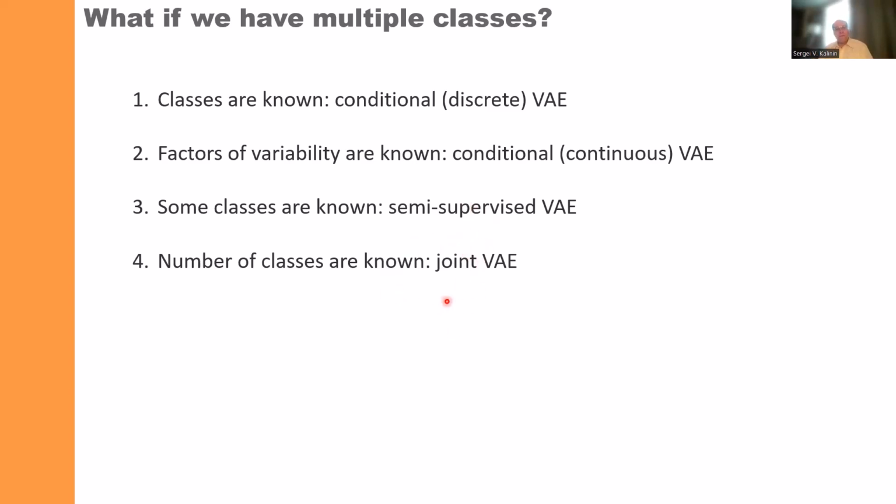And then the fourth scenario is the case when the number of classes is known, but not the classes themselves. In this case, we have the approach called the joint VAE. Basically, what the joint VAE tries to do is to take your data and separate it into the number of classes you provide as best as it can, but we have no way to control which data object goes to which class. So if we had some class labels, we would use semi-supervised VAEs. If we don't have any class labels, but we just know that there is some number of classes, we will use the joint VAEs. Let's see how it works.